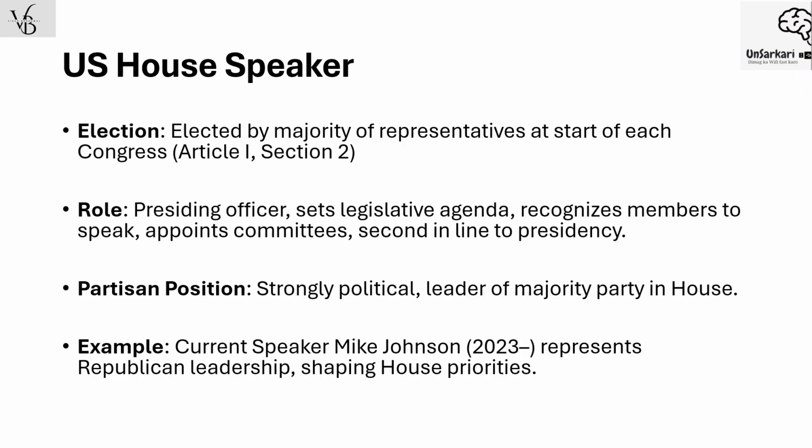In case of the US House Speaker, he is also elected by a majority of representatives at the start of each Congress. That is Article 1, Section 2 of the US Constitution. He is the presiding officer. He is setting the legislative agenda. Very important. He is setting the legislative agenda.